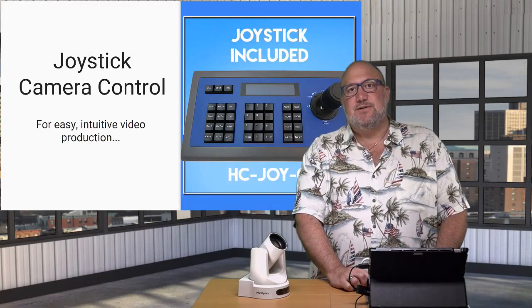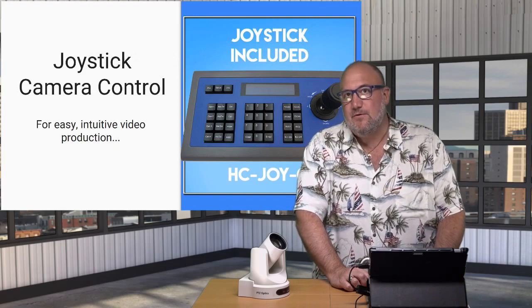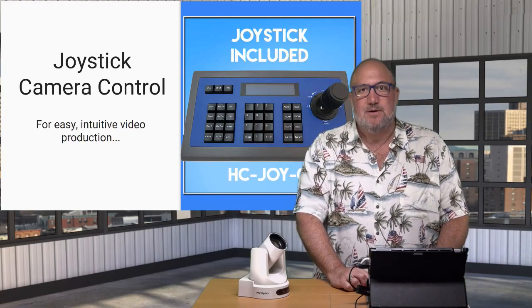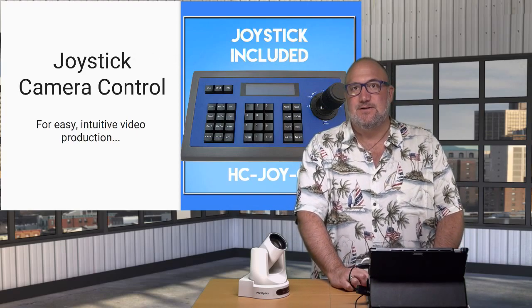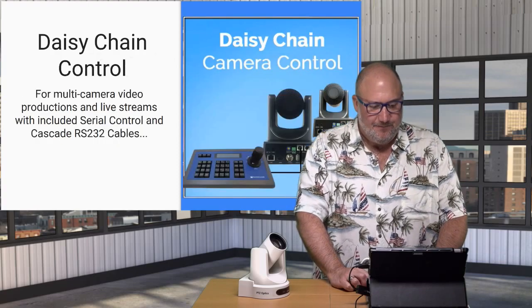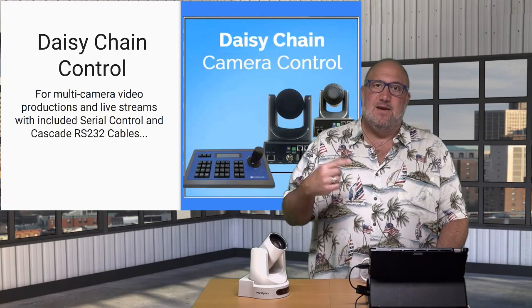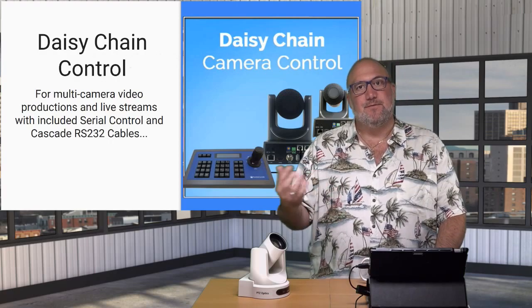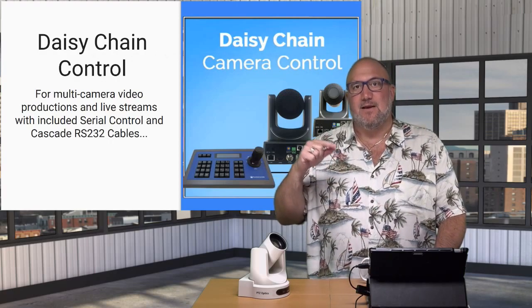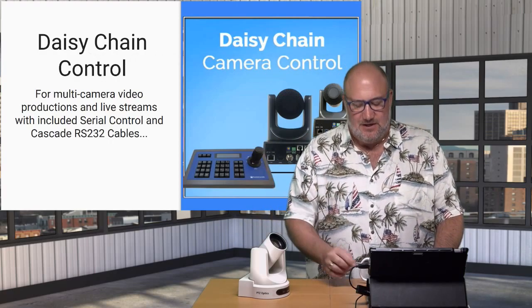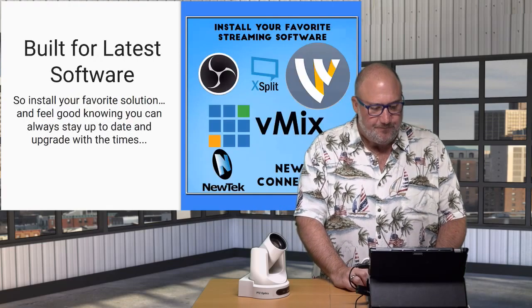You're also getting a joystick camera control that controls 1, 2, 3, 4, 5, a whole bunch of cameras. You can program in the presets as well as use the joystick to move around the camera. You can daisy chain the cameras, so when you hook one camera up, you don't have to run another line. You run the second camera to the first camera, daisy chaining, to get your control.